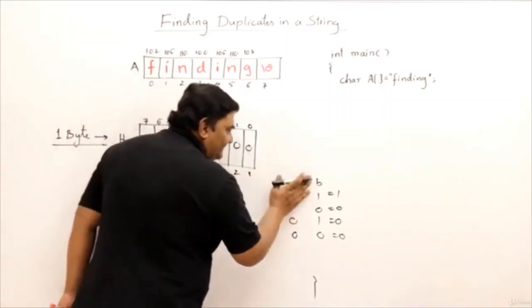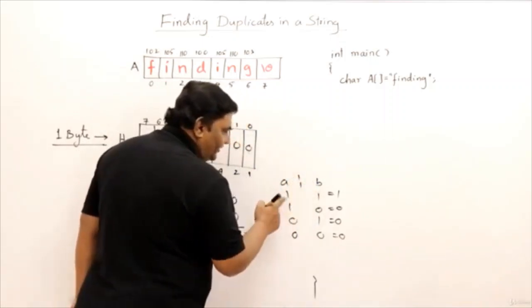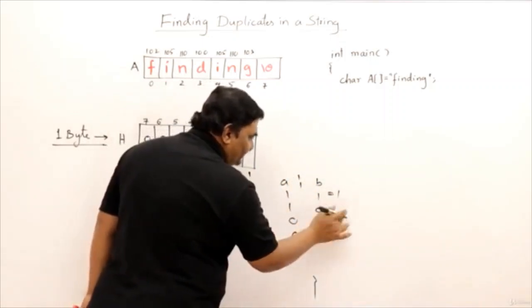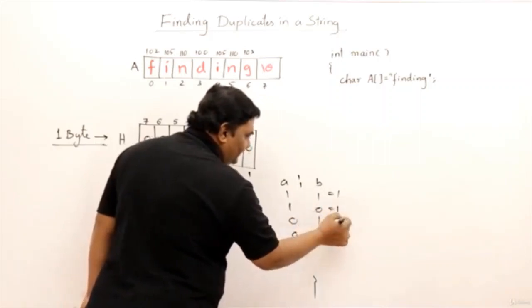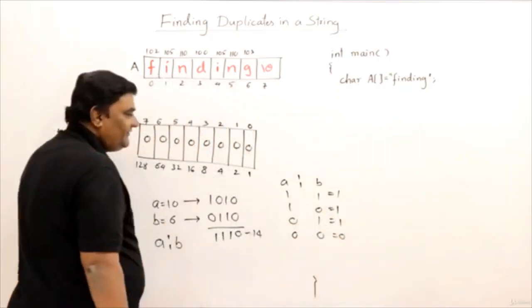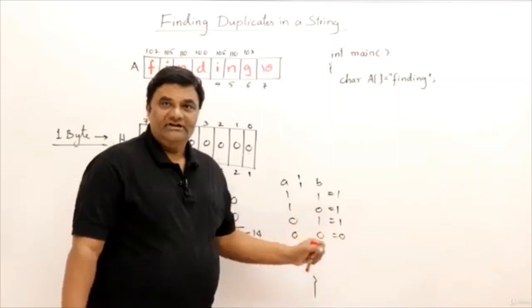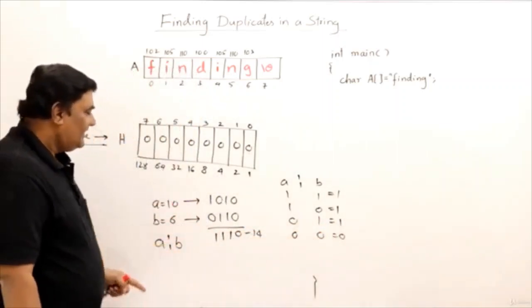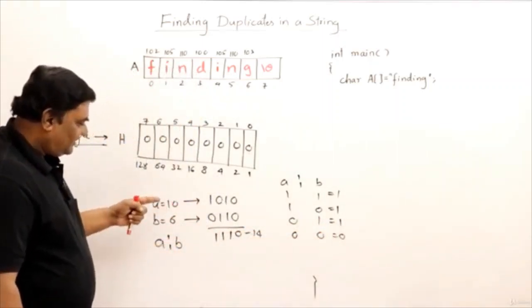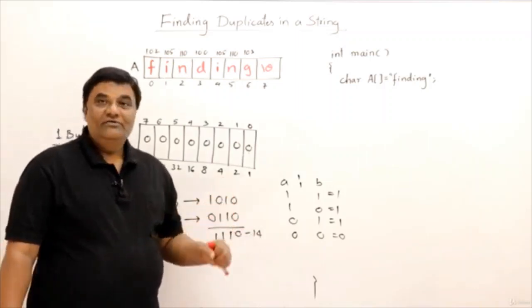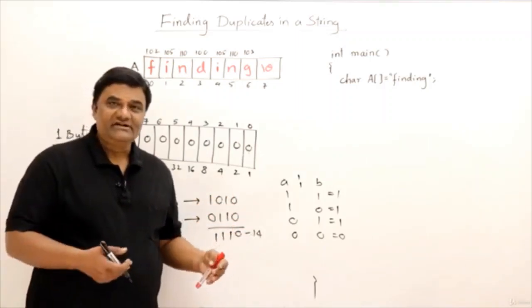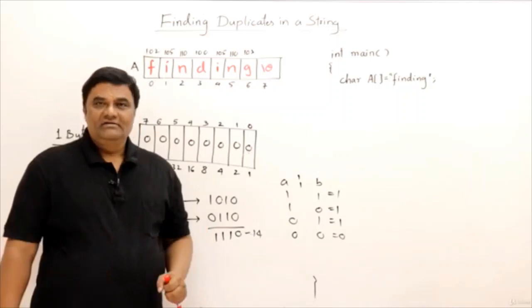See, this is ORing. ORing means what? 1 or 1 is 1, 1 or 0 is also 1 and 0 or 1 is also 1, 0 or 0 is 0. So if any one of the bits is 1, then it is 1. So that's what we have performed here. And 10 or 6 is 14. So this is interesting, bitwise operations.